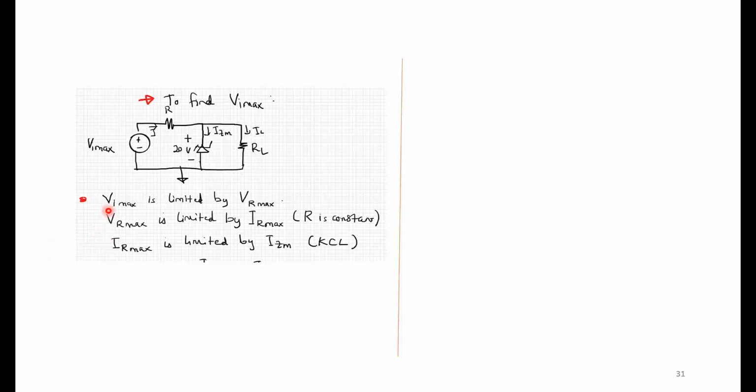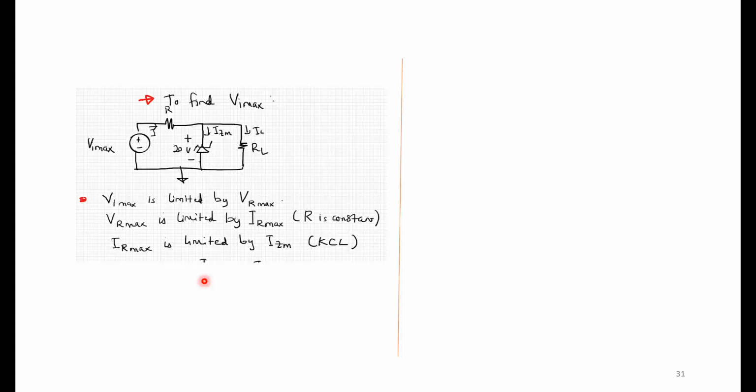So Vin max is limited by VR max, and VR max is limited by IR max, and IR max is limited by IZM. If it is not an issue, the Zener diode can accept a current as large as possible. You can have IR as large as possible or VR as large as possible, but that's not possible because all these devices have maximum ratings. Okay, and especially so the diode is a sensitive device, so you need to make sure that it does not exceed its power ratings.